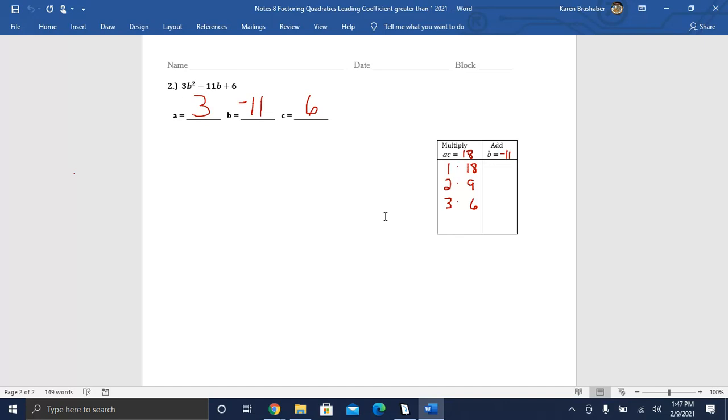As I look at that, I need to get a negative 11, but keep a positive on my multiply. That means that I'm going to have to use 2 negatives. So I need to make both my numbers negative. The numbers that would add up to give me negative 11 would be negative 2 and negative 9. And they will also multiply and keep it as positive 18. So that's where I'm going to make the split.